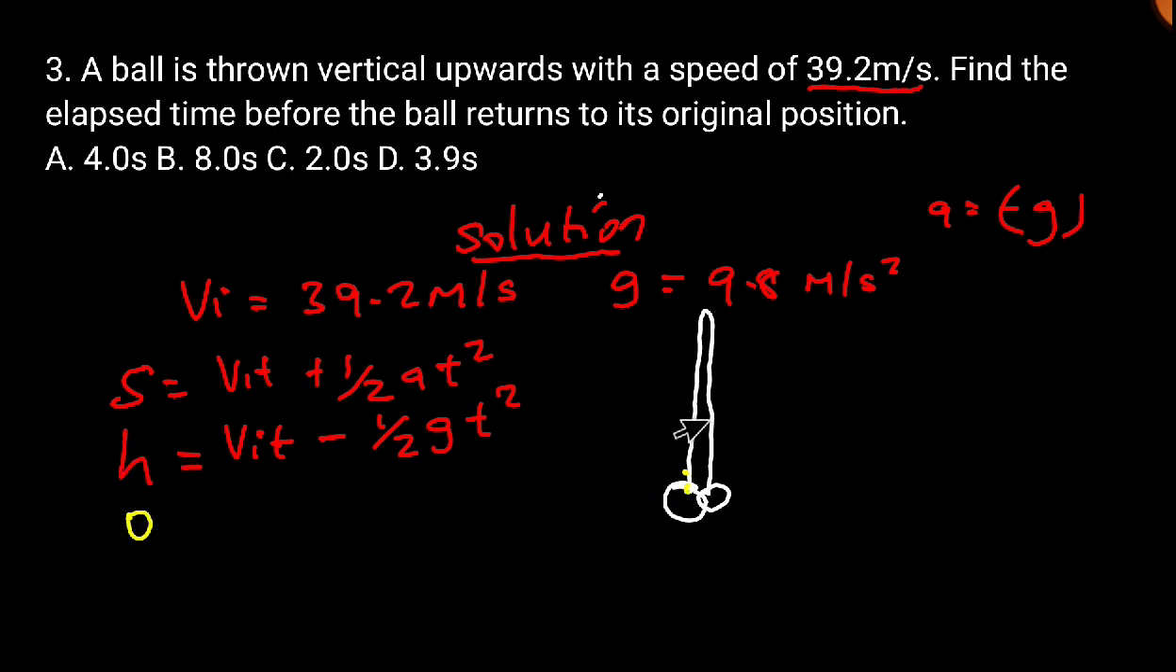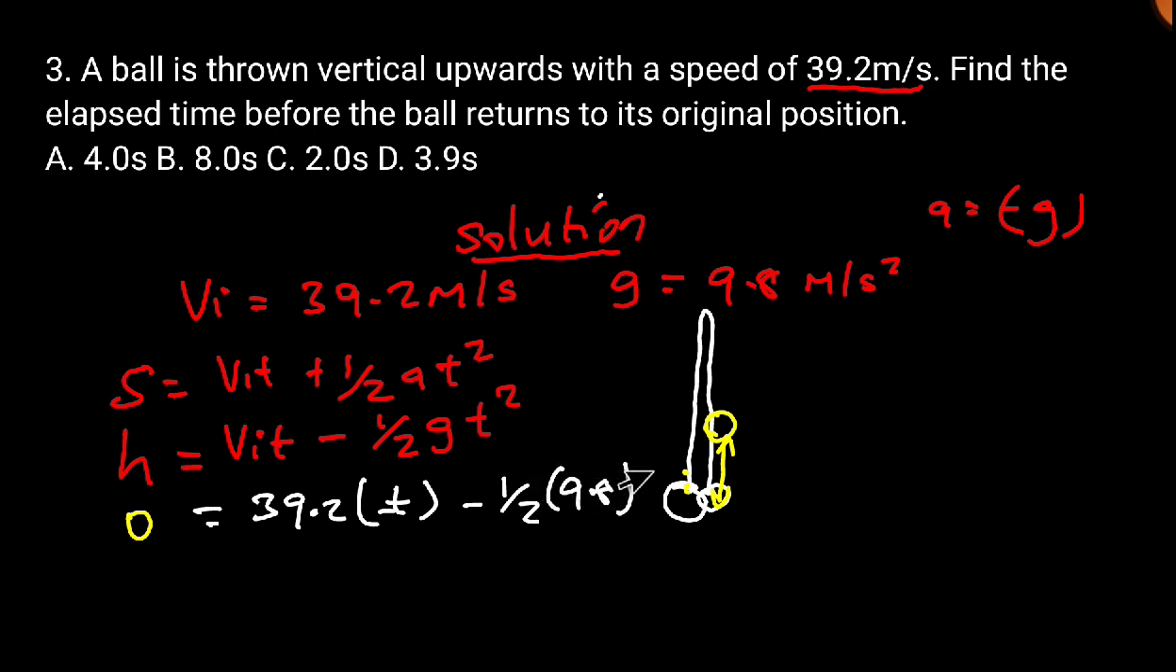But assuming the ball returned somewhere here, then this is going to be the displacement. But since it returned to its original position, then it's going to be 0. Then equals to initial velocity from the question, 39.2, multiplied by the time, which is what we're looking for, then minus half times 9.8, then multiplied by t square.